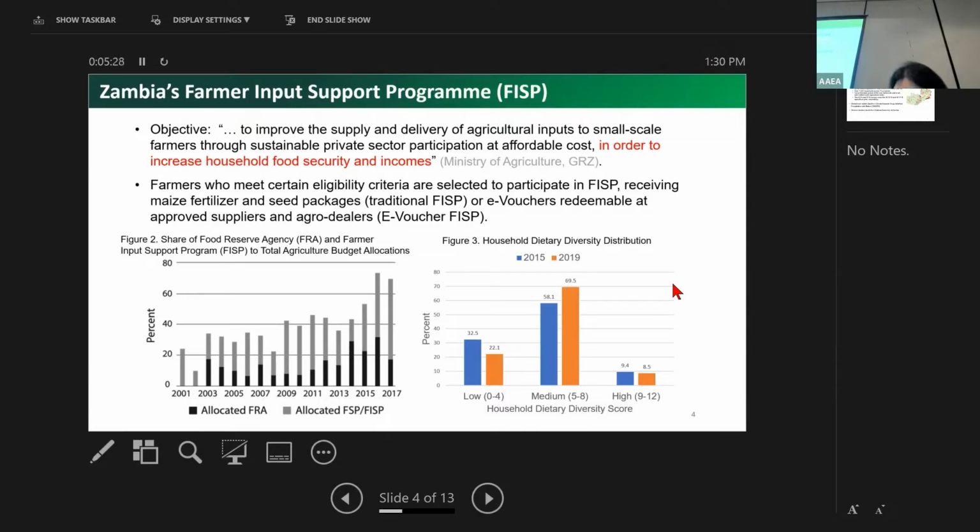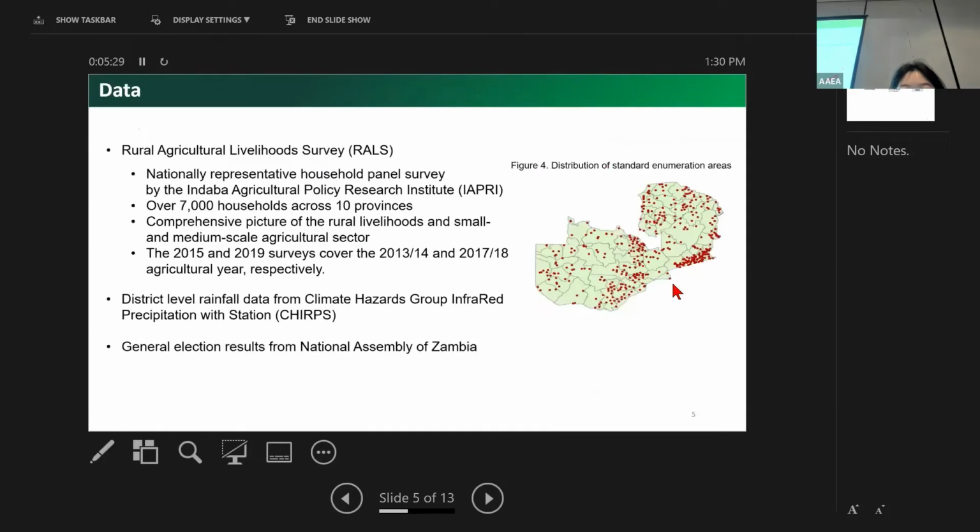So we are using the Rural Agricultural Livelihood Survey, which is a nationally representative household panel survey covering more than 7,000 households across the country. And we are using the last two waves of the survey, the 2015 and 2019, which cover the previous agriculture year. The first wave we could not use because it didn't collect any dietary diversity information. We also use some rainfall data and general election results.